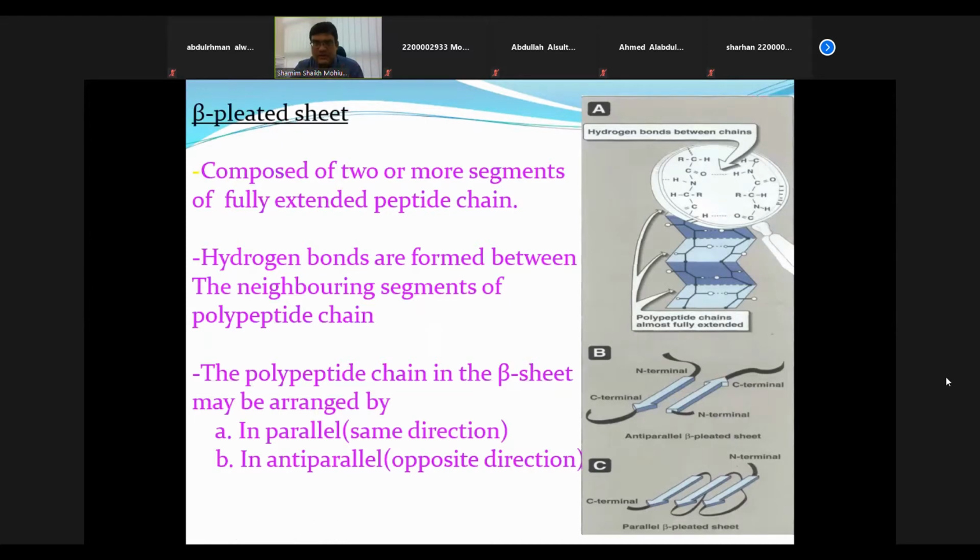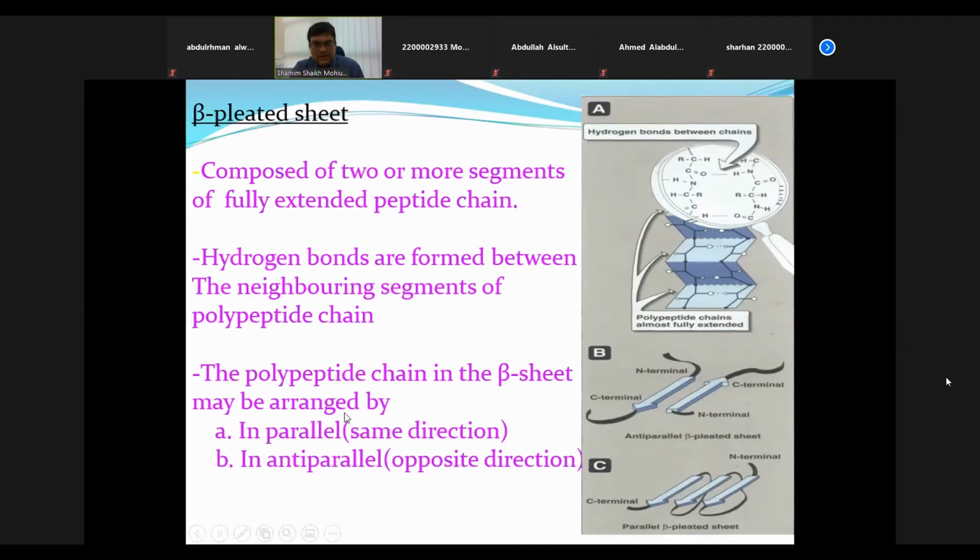It will be joined together by this hydrogen bond. This is the hydrogen bond, the dotted one. Can you see my pointer? These are hydrogen bonds. The hydrogen bonds are formed between the neighboring segments of the polypeptide chain. This is one polypeptide chain, this is the other polypeptide chain. Here no turning and twisting happened. It is a fully extended polypeptide linkage, and it will be joined together by these hydrogen bonds.